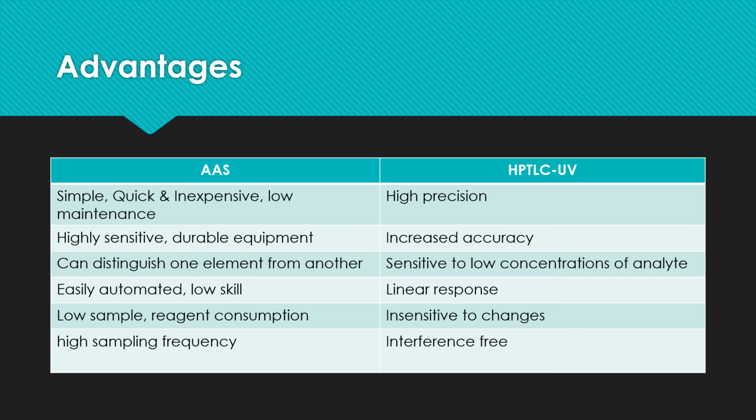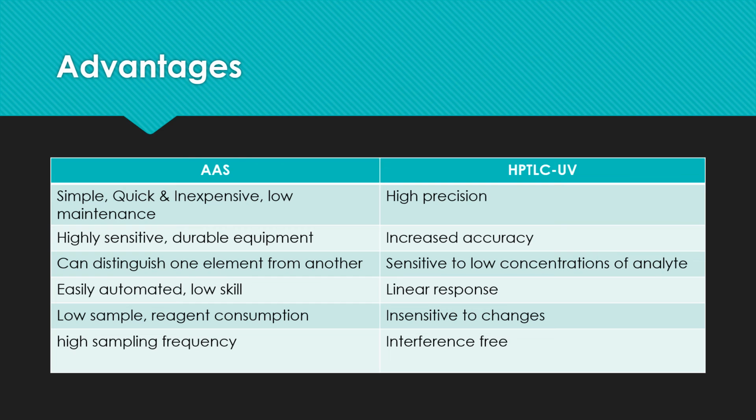Advantages for AAS are that it is simple, quick, and inexpensive. This is crucial for quinine, as most countries that have prevalent cases of malaria are often third world countries that cannot afford expensive equipment. Other advantages such as ease of use, sensitivity, low amount of sample needed, and high sampling frequency all contribute to why AAS is still used to quantify quinine today.